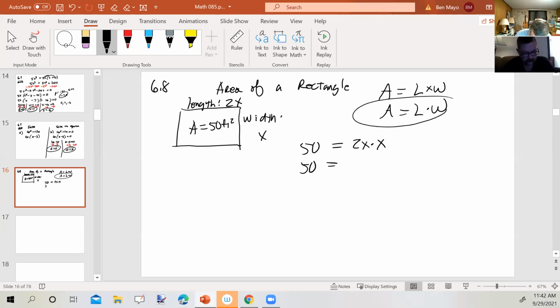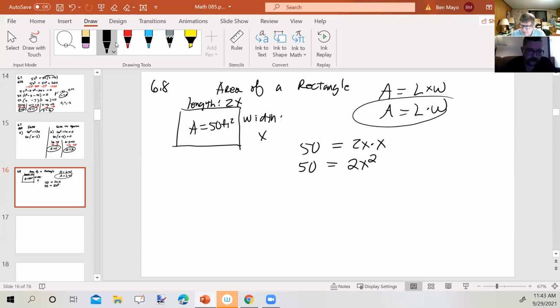I'm going to go on and simplify the right-hand side. 2x times x would be 2x squared. This is a second-degree equation, so I'm going to put it in standard form. That is, everything on one side set equal to 0 on the other side. It doesn't really matter which side is 0.